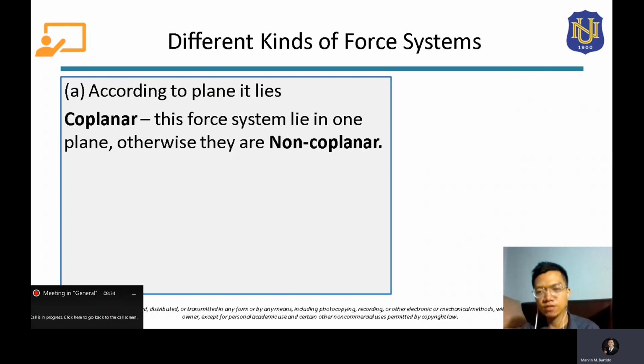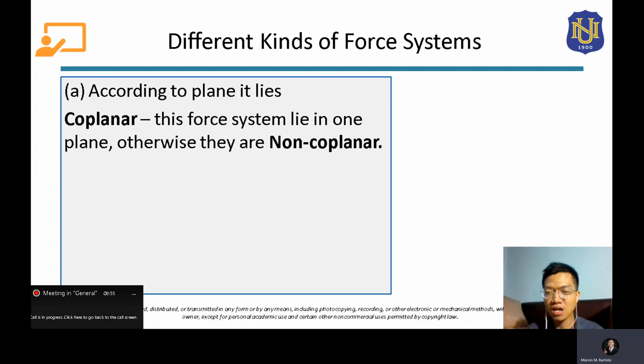So there are different kinds of force system. The first one is according to the plane it lies: coplanar and non-coplanar. For coplanar, this force system lies in one plane. Otherwise, they are non-coplanar. So for coplanar force system, this force system only lies on two dimensions.